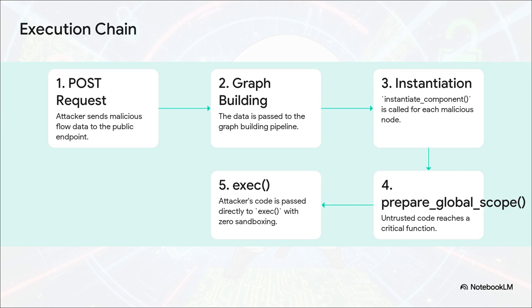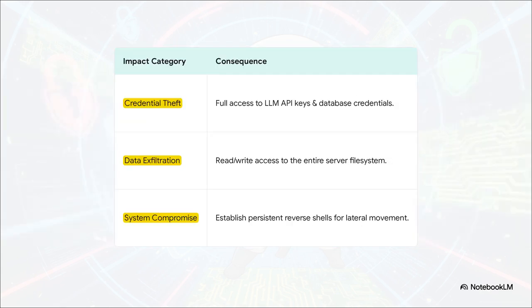The attacker sends one single POST request. That malicious data gets passed right into the graph building pipeline. For every malicious node the attacker created, the code eventually hits a function called prepare global scope. And at the end of that chain, the attacker's code is fed directly into a Python exec call with absolutely 0 sandboxing. Game over. The blast radius is total system compromise.